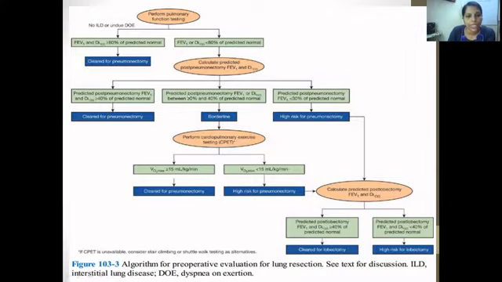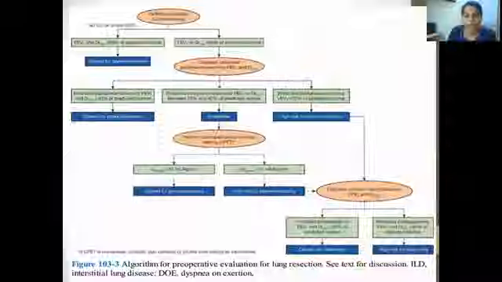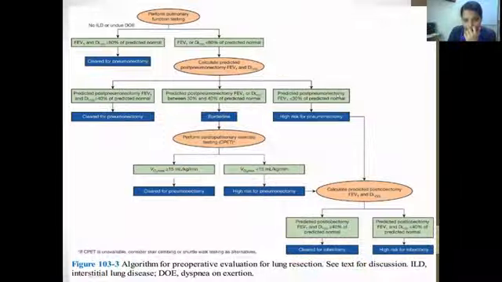If the predicted post-pneumonectomy FEV1 is between 30 and 40%, we categorize it as borderline. In this patient, we have to perform CPET. I will present this mainly on this topic on the 1st of May. If the predicted post-pneumonectomy FEV1 is less than 30% of predicted, then there is a high risk of pneumonectomy.